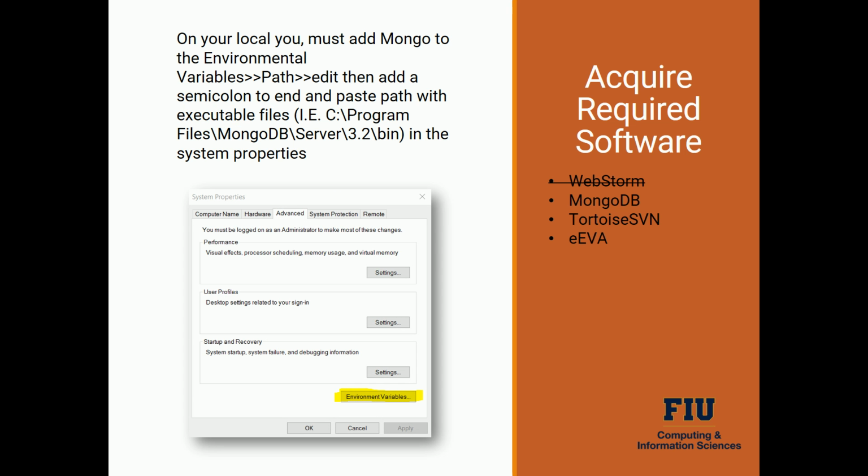On your local machine, you must add Mongo to the environmental variables path. Edit, then add a semicolon to the end and paste the path with executable files. See the example for more information.